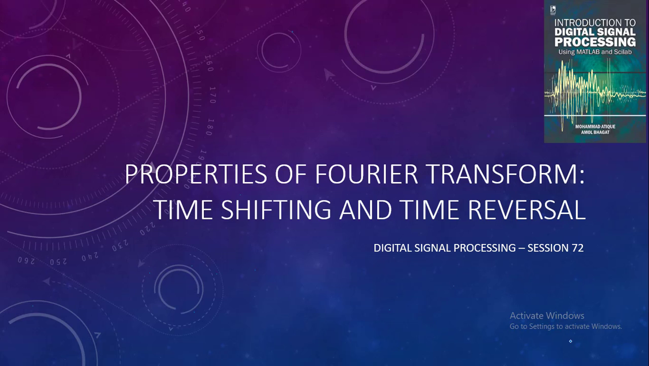In previous session, we were discussing Fourier transform properties, right? We have seen the first property of Fourier transform, that is linearity, as well as one example where we identified the Fourier transform by applying the linearity property. In today's session, we will be discussing two properties of Fourier transform. First one is time shifting and second one is time reversal.